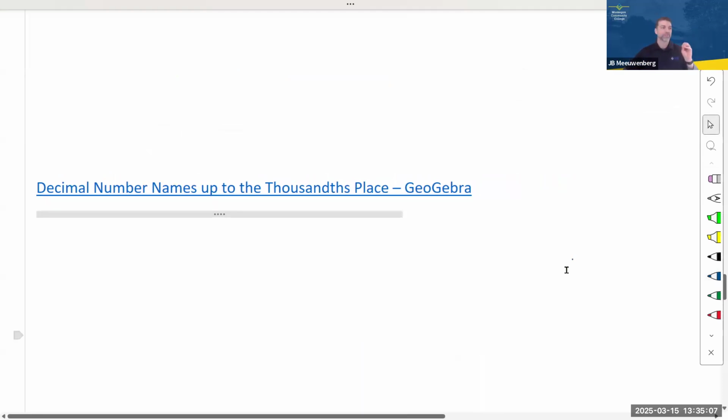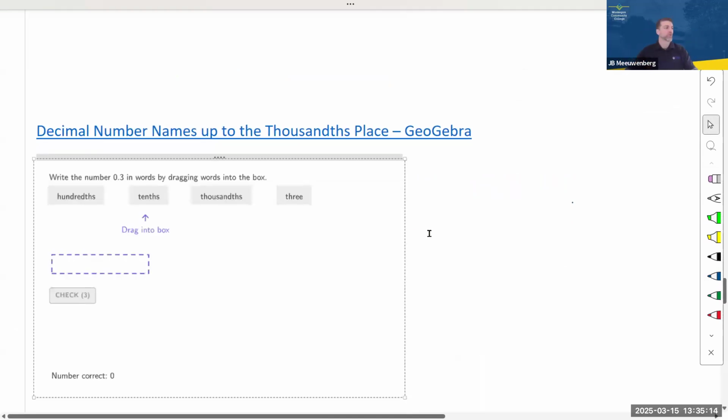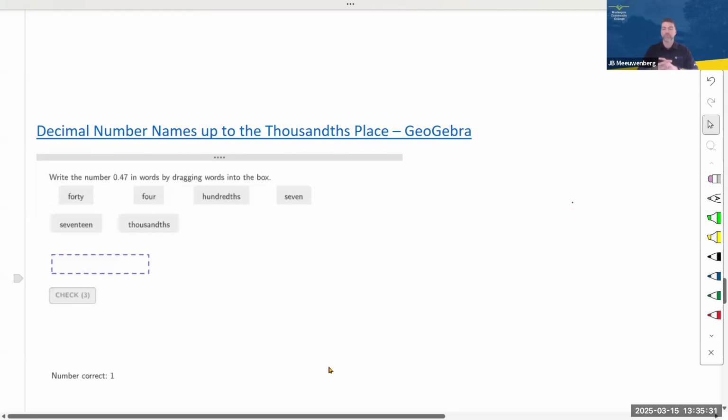In Blackboard, I have another link to GeoGebra, which gives you an opportunity to practice that. And so this is a drag and drop scenario where it will give you a number and it will give you a few different words, and your job is to drag it. So this is write the number 0.3 in words by dragging words into the box. This one would be read as 3. I'm holding my mouse button, and then tenths, and then you can check it. And it'll say yes, and then you can try a new problem. So if you're not completely confident on saying those numbers the right way, this is a good place for you to practice that skill.